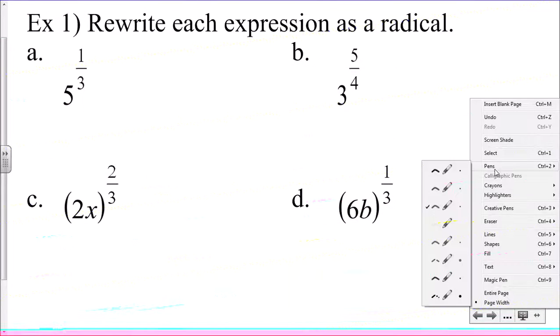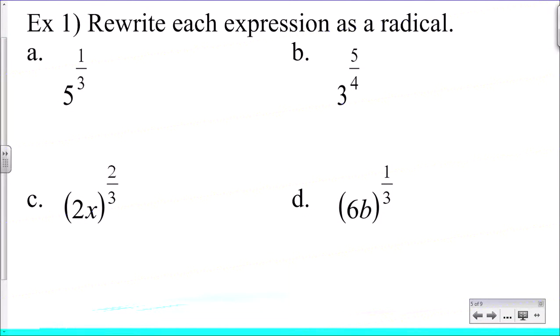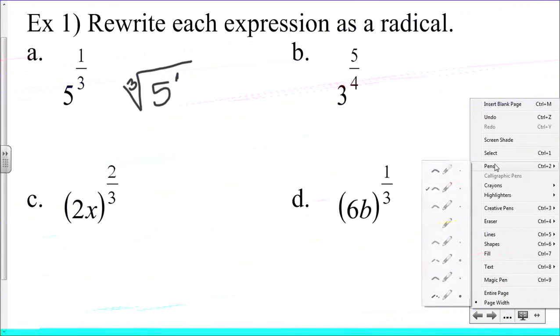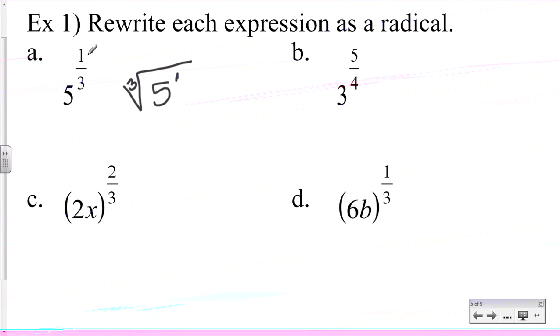So let me pick a different color here. When you're doing this, we're always going to have our radical sign. The base is going to stay the same. And there are a couple ways you could write this. The numerator here, the 1, is going to become your exponent. Remember that 5 to the 1st is the same thing as 5, so you don't actually have to write it there. But typically, you're going to see that exponent right there. The denominator is the 3. That goes in my index. So here's what you need to know. Numerator becomes your exponent. Denominator becomes your index.